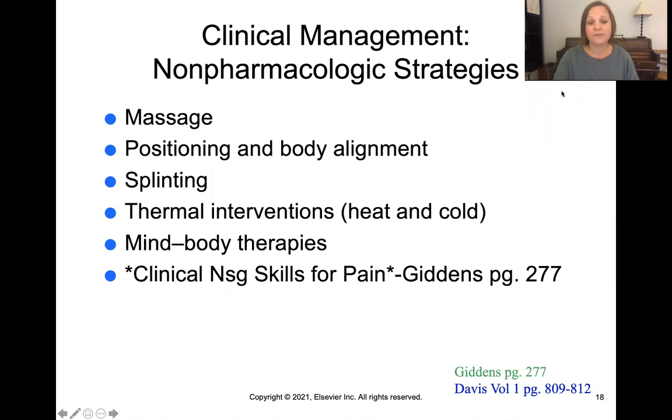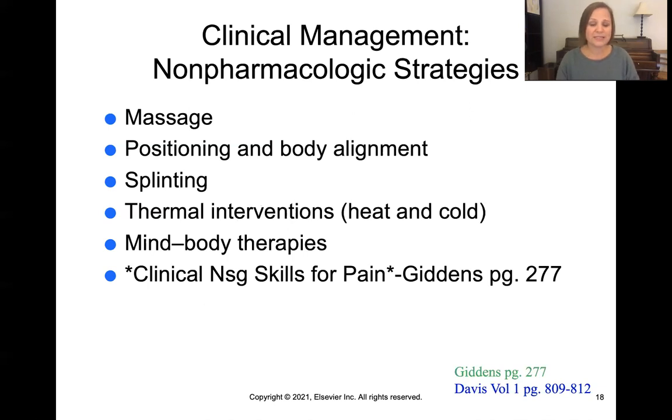So let's start with our non-pharmacological strategies, non-medication ideas. We can do things like massage, positioning, and body alignment to make them more comfortable. We can use splinting, especially for things like sprains or breaks, to help put the patient in a position of comfort and keep their limb or whatever is affected more stable. We can use thermal interventions. Ice packs, hot packs can both be very comforting to a patient. We can use mind-body therapies, things like breathing exercises and relaxation techniques and visualization.